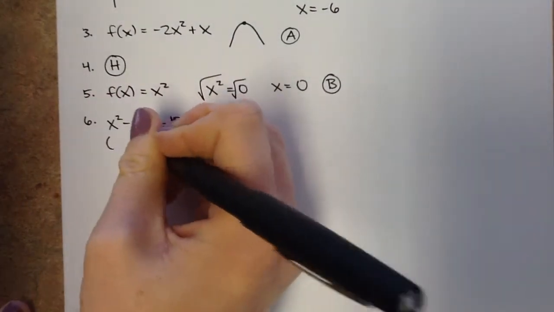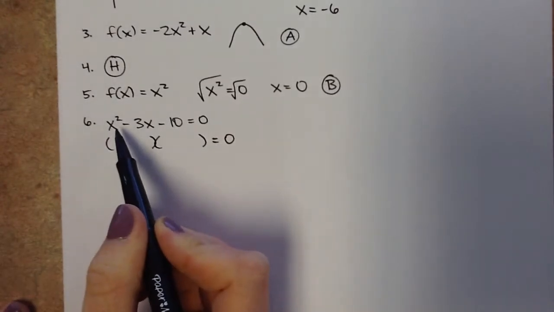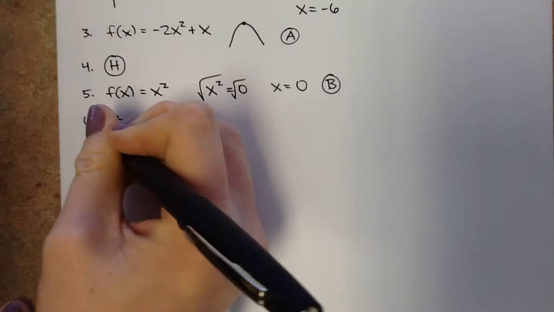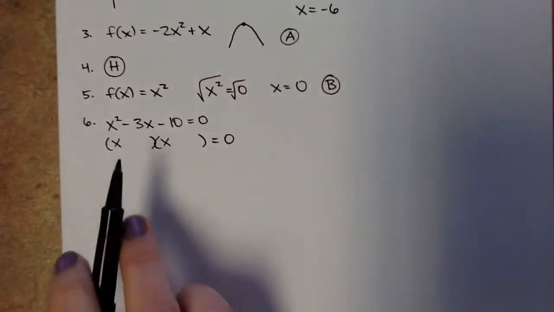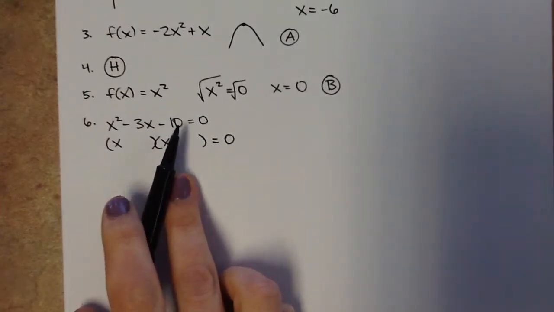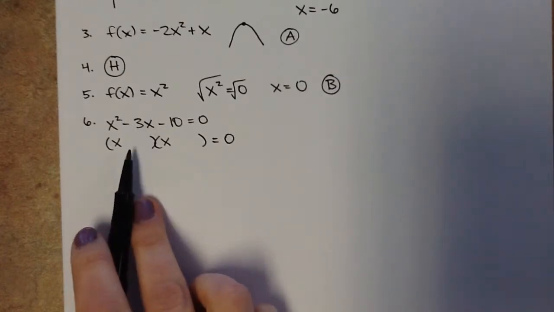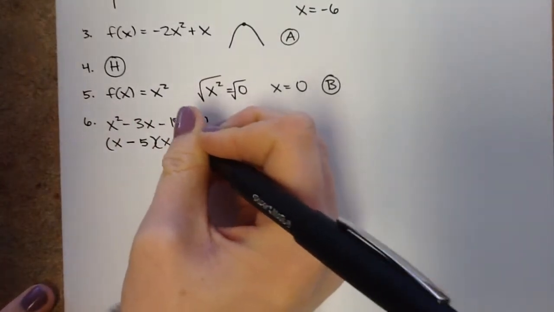So we start off with our factors equals 0. Since this leading term is an x squared, whatever I multiply here and here has to give me x squared. So really my only option is x times x. And then these two numbers are supposed to multiply to negative 10, but I have to make sure that when I do the FOILing, I end up with a negative 3 in the middle. So I'm trying to find two numbers that multiply to negative 10 and add to negative 3. And that would be negative 5 and positive 2.